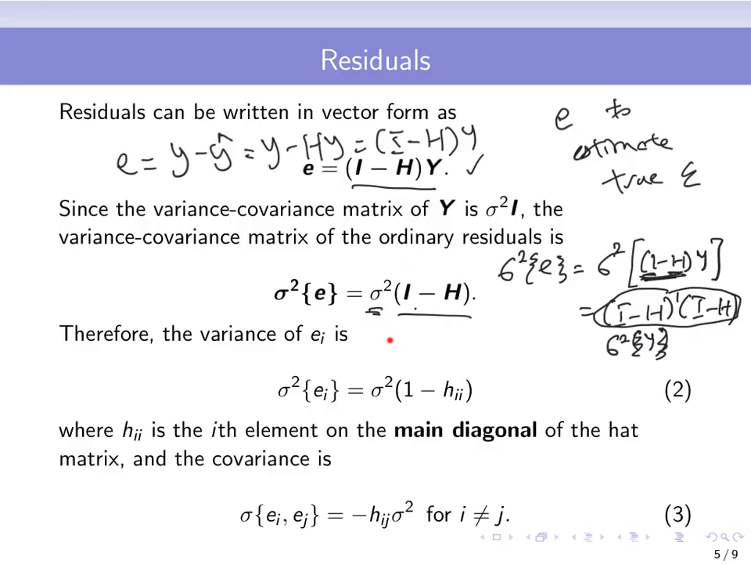A consequence of this fact is that the variance of your residuals is just the diagonal elements of this matrix, which is going to be sigma square times 1 minus H_ii. And the covariance is the off diagonals of this matrix, and it's going to be negative H_ij sigma square. So a couple of consequences to take note of. One is that the variance is not constant, because H_ii is not a constant value. And if H_ij is not 0, the residuals are correlated.